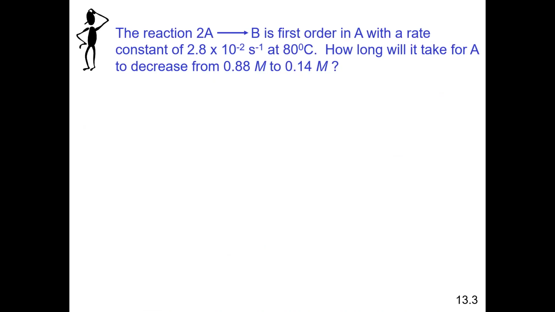Okay, let's look at this reaction. Reaction A to B is first order in A with a rate constant of 2.8 times 10 to the minus 2. How long will it take for A to decrease from 0.88 M to 0.14 M?